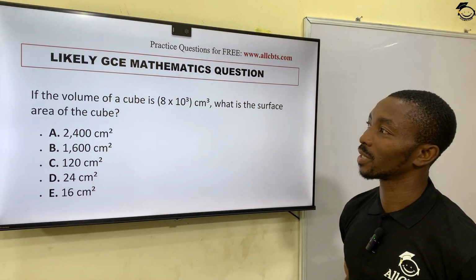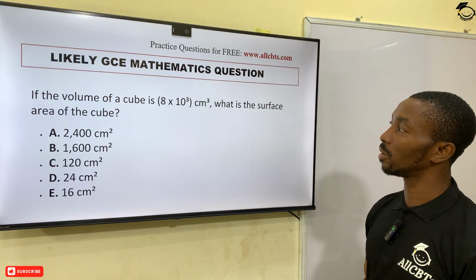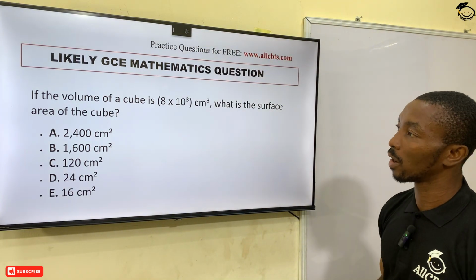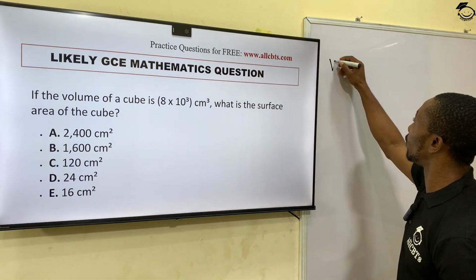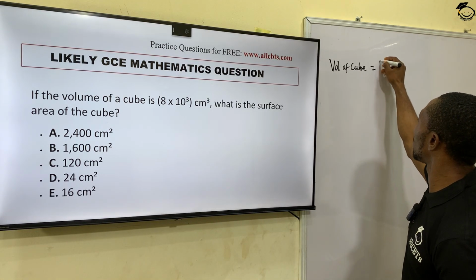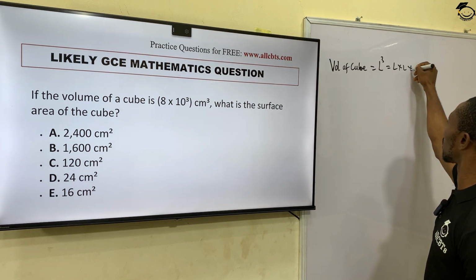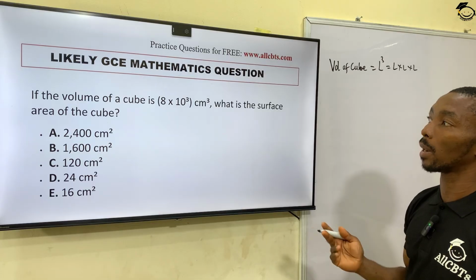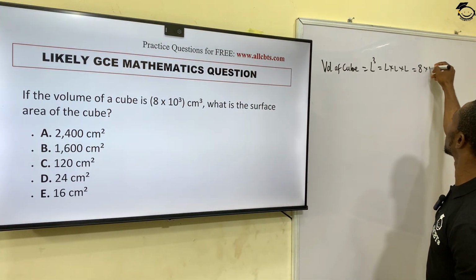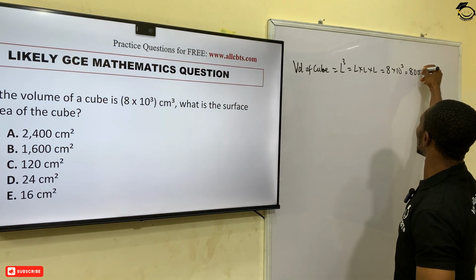Now our first question says, if the volume of a cube is 8 times 10 raised to the power 3 centimeters cube, what is the surface area of the cube? Now we know for our volume of a cube, we have it as L cube, which is L times L times L. That means all sides of a cube are equal. This is giving us 8 times 10 raised to the power 3, which can be rewritten as 8,000.